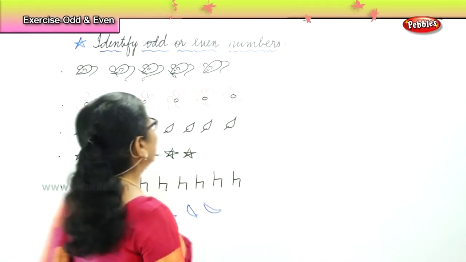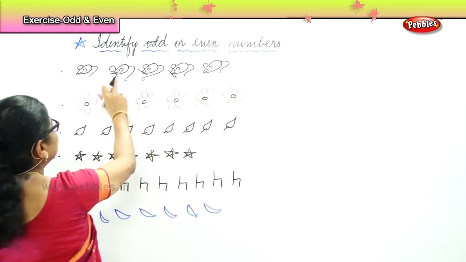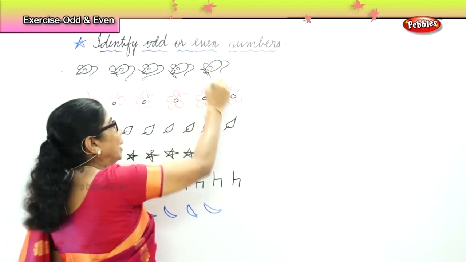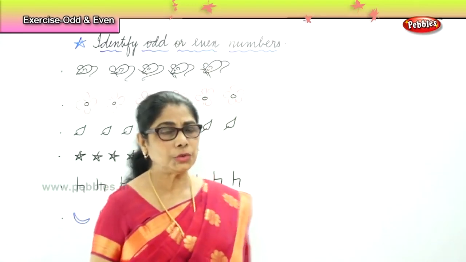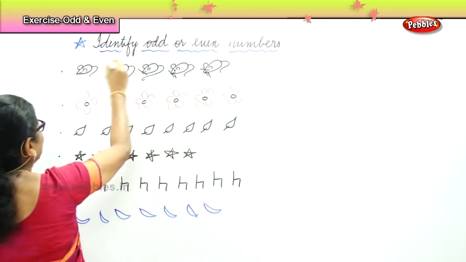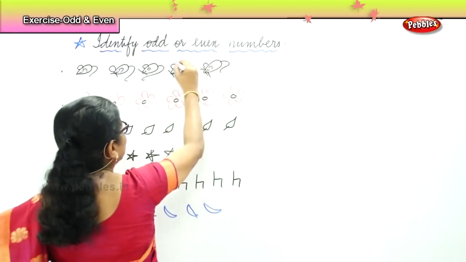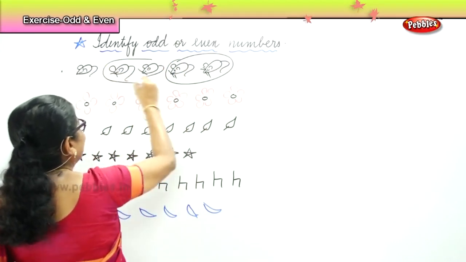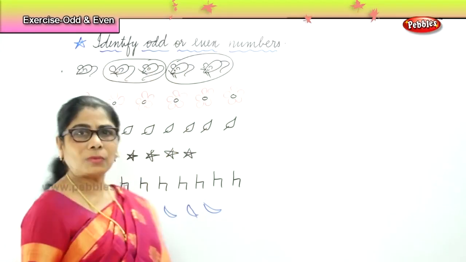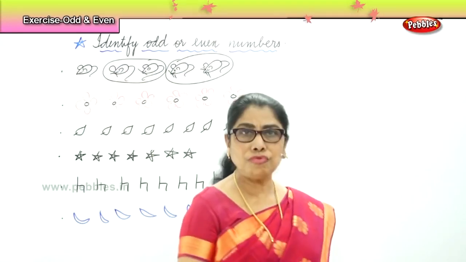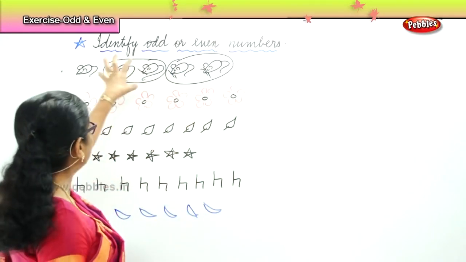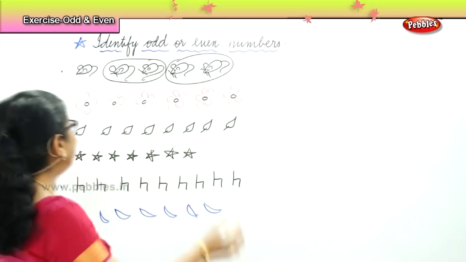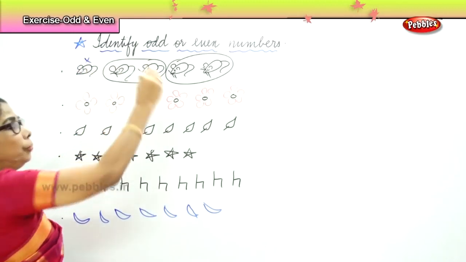Now, let's see. First we have here 1, 2, 3, 4, 5 mice. We're going to give each one a partner. Now let's look at it. So we have here 1 and 2. Yeah, both of you are friends. And here we have paired up. So what do we have now here? We have 2 pairs of mice, and we have 1 odd one out. Poor little mouse, he has no partner.